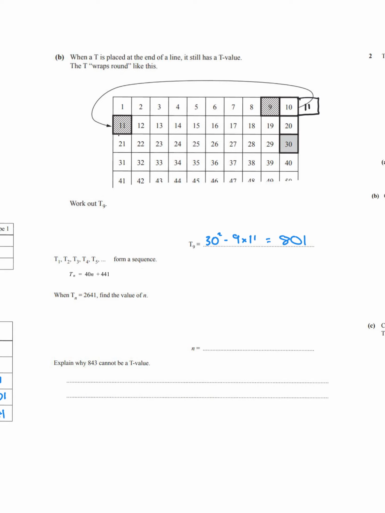So here we're given a formula and we're told what it equals. So we need to solve this equation. So we know that 40n plus 441 is equal to 2641. So we're looking to solve this equation.